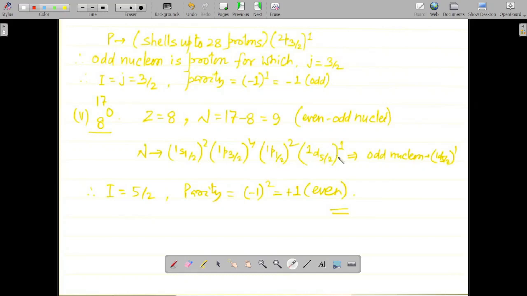For S, the value of L is 0. For P, the value of L is 1. For D, the value of L is 2. So (-1)^2 is equal to plus 1, so it is even parity or positive parity. Whether you call it positive parity, even parity or plus 1 parity doesn't matter. So oxygen-17 is also done.